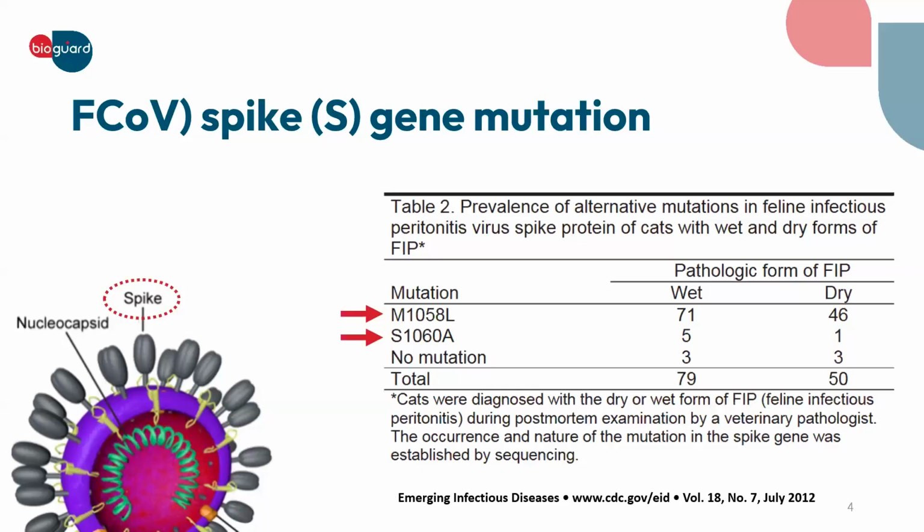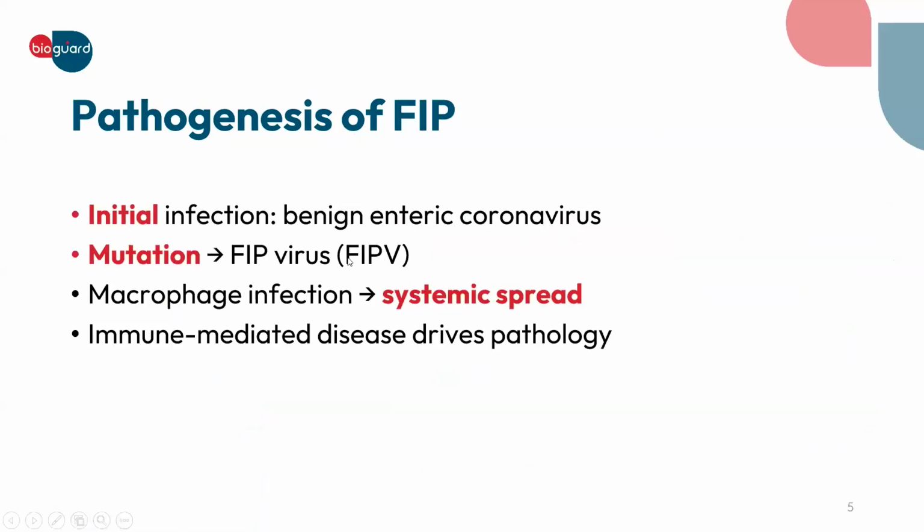So when we talk about the initial stage of FIPV, it always begins with the infection of FCoV in the enteric form. So FCoV actually affects the gut. And when the mutation occurs in this gene, then it becomes FIPV, which then affects the white blood cells, including monocytes and macrophages, and causes the systemic spread. And it also drives a lot of immune-mediated responses in the body, resulting in the pathogenesis.